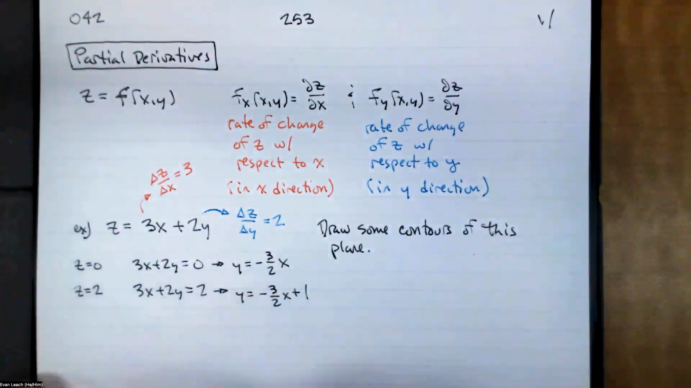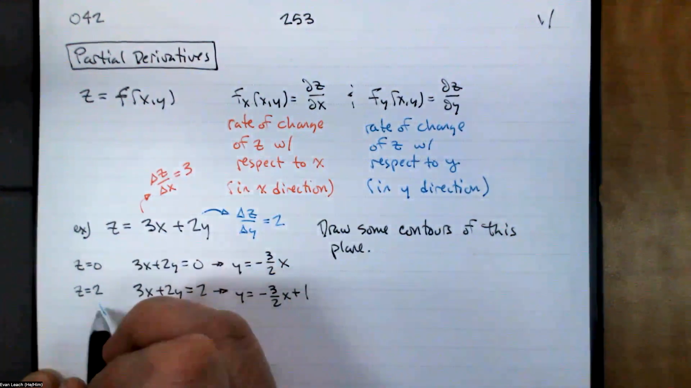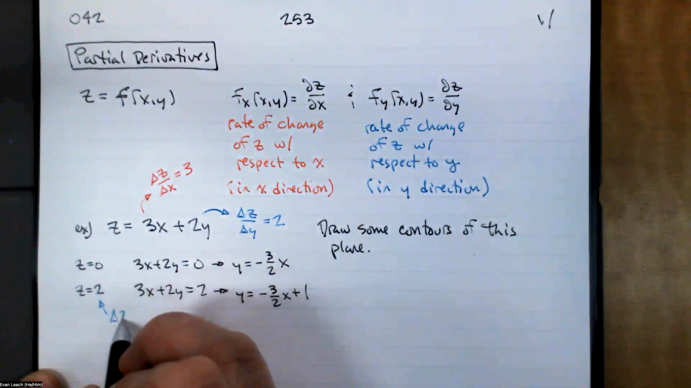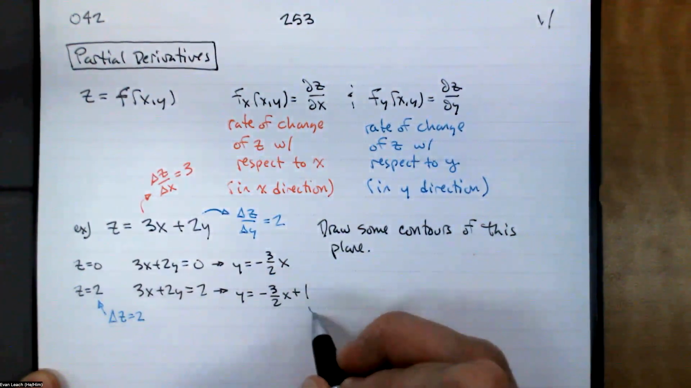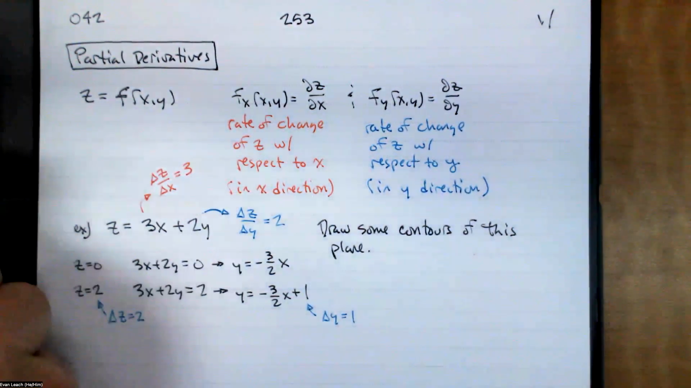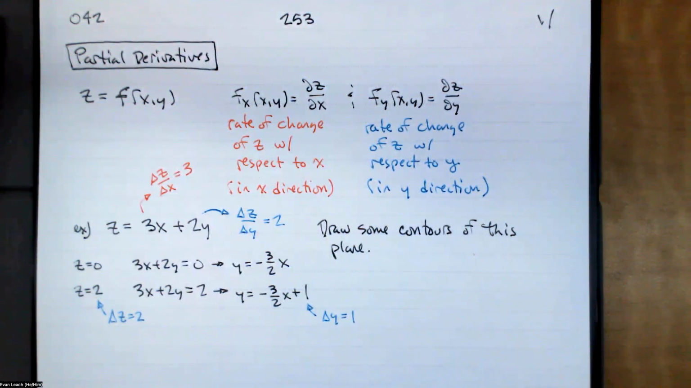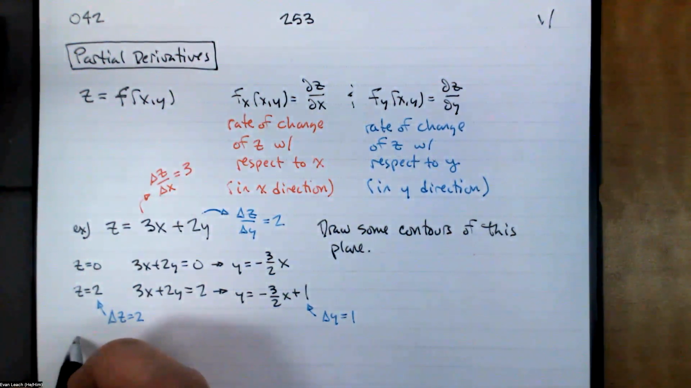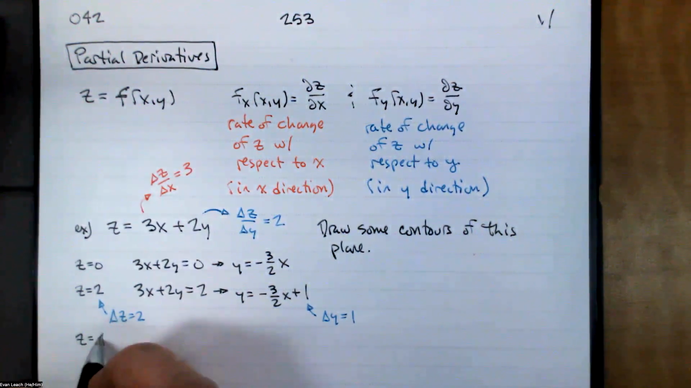So we could see this in action. Here's our delta z of 2. And here is our delta y of 1. No surprises here. Harder to see in the x direction because I wrote in terms of y, but sometimes you just got to go with what's popular.